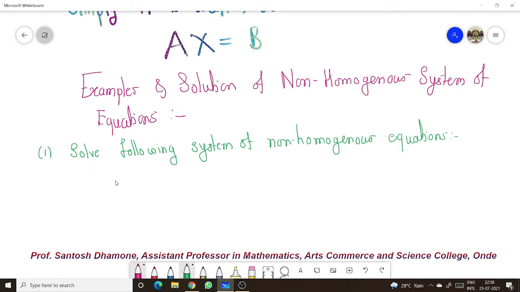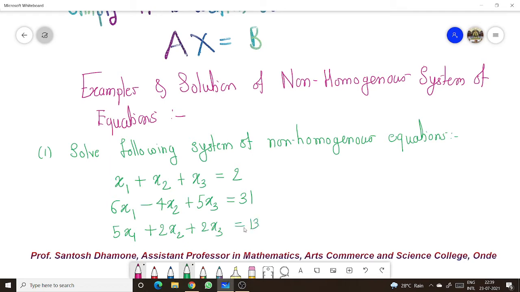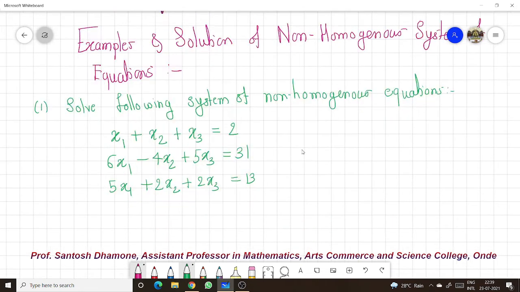First equation is x1 plus x2 plus x3 equal to 2. 6x1 minus 4x2 plus 5x3 equal to 31. 5x1 plus 2x2 plus 2x3 is equal to 13. This is a system of non-homogeneous equations in 3 variables.